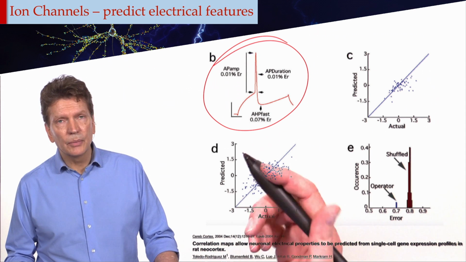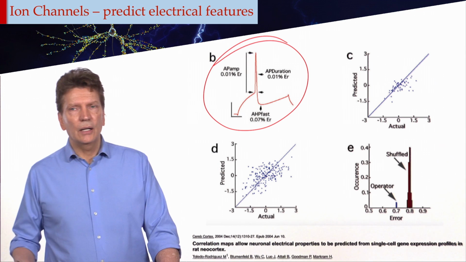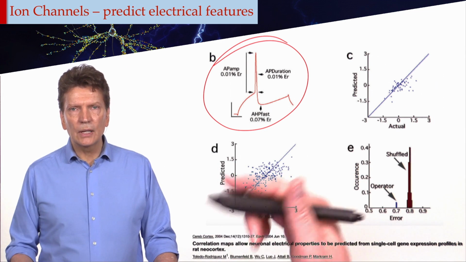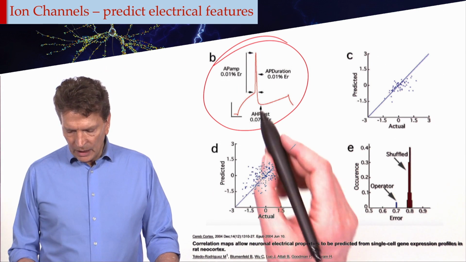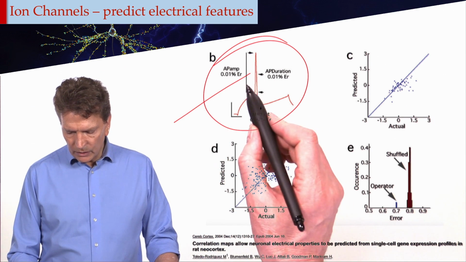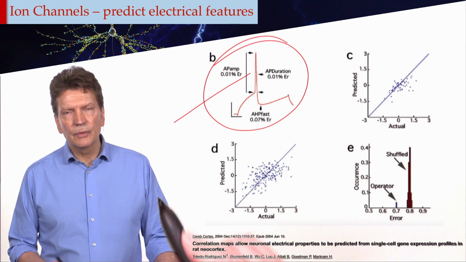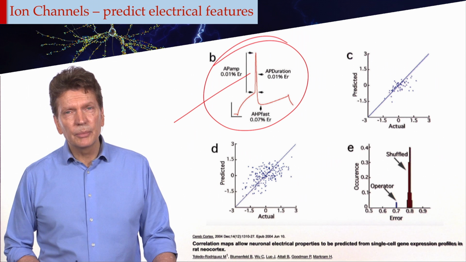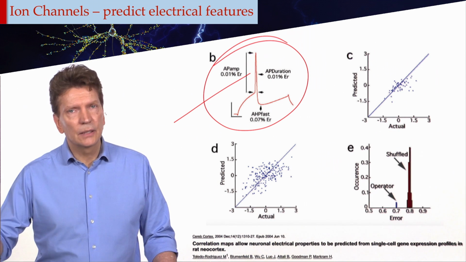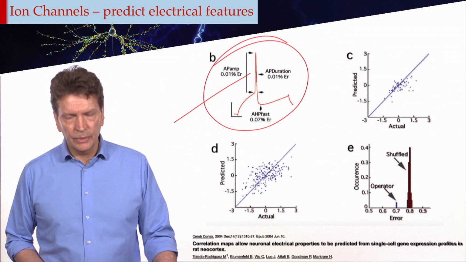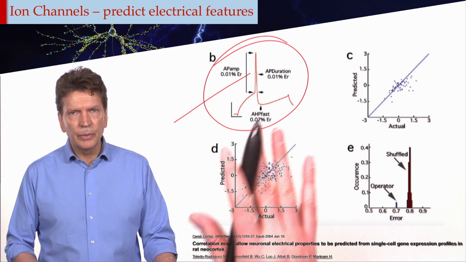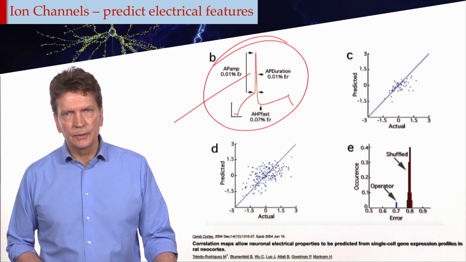So that's an example, again, of how you constantly look for ways to rely on less and less data. If we had to rely on recording from every single type of cell in the brain in order to find out what electrical properties they had, it's going to take us a very, very long time to understand the brain. This is a way around it. It's not yet perfect, but it's the beginning of a step in that direction.